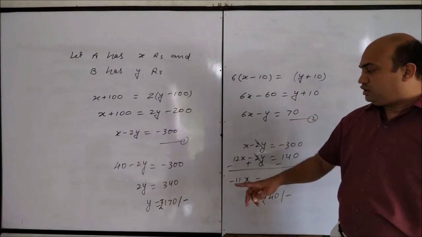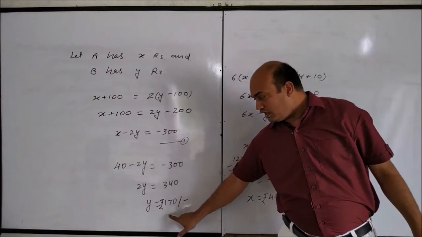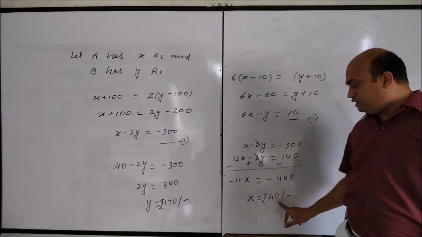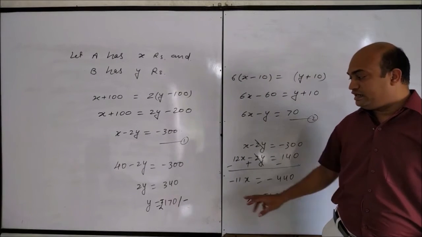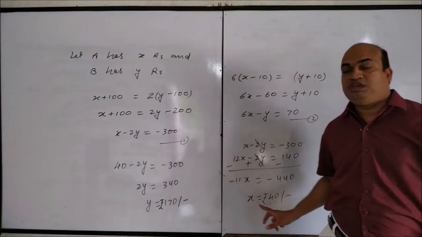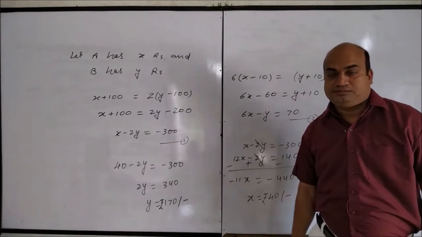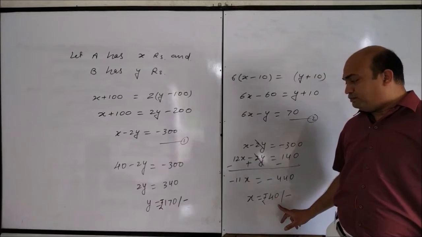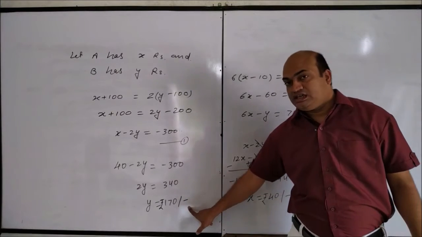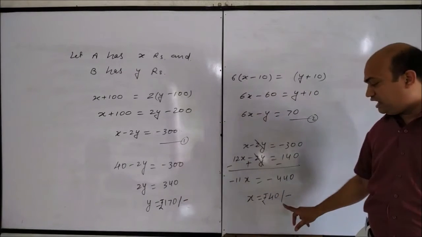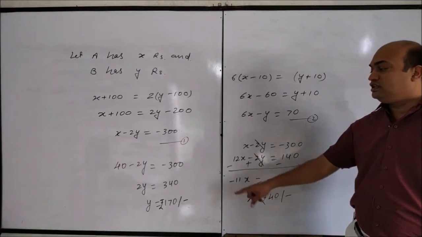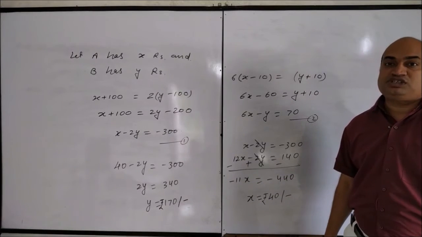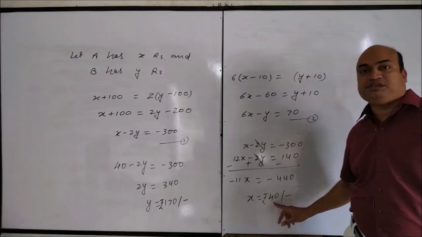You see, if B gives 100 rupees to A, then A will have 140 and B will have 70. So A will have double of B. If A gives 10 rupees to B, then A will have 30 rupees and B will have 180 rupees. Then the amount of B will become 6 times to that of A.